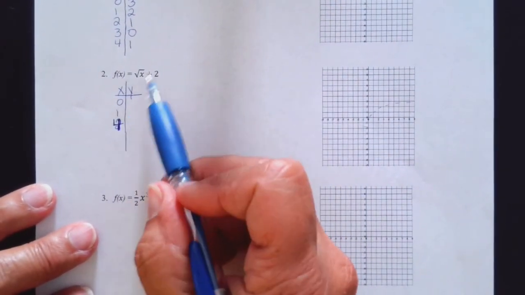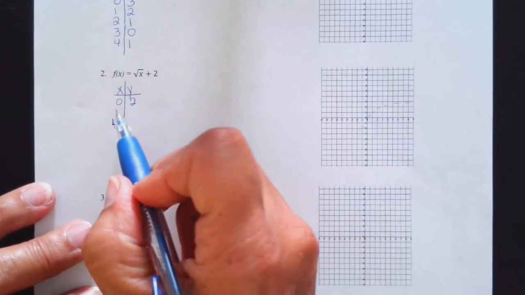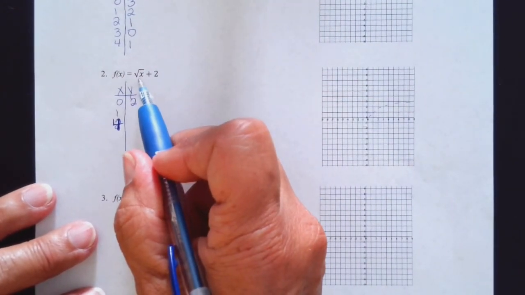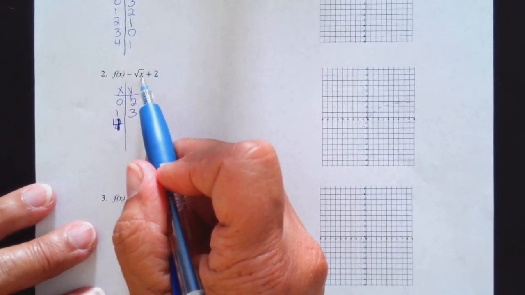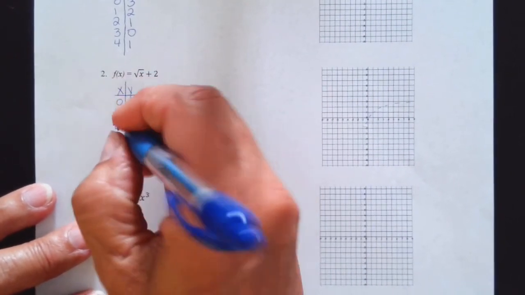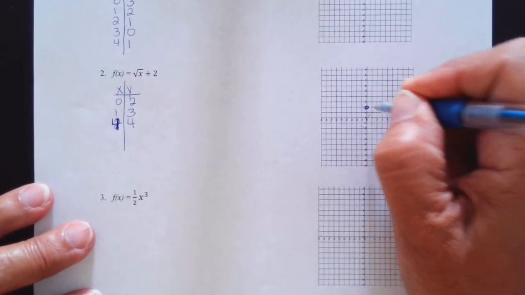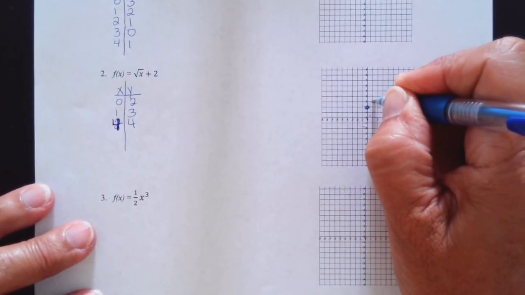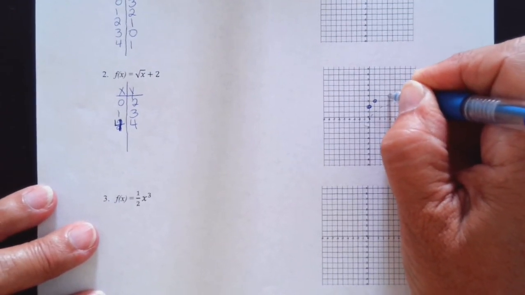All right, so put in 0 for x. Square root of 0, 0, plus 2 is 2. Put in 1 for x. Square root of 1 is 1, plus 2 is 3. And put in 4 for x. The square root of 4 is 2. 2 plus 2 is 4. All right, so now if we plot 0, 2, 1, 3, and 4, 4.